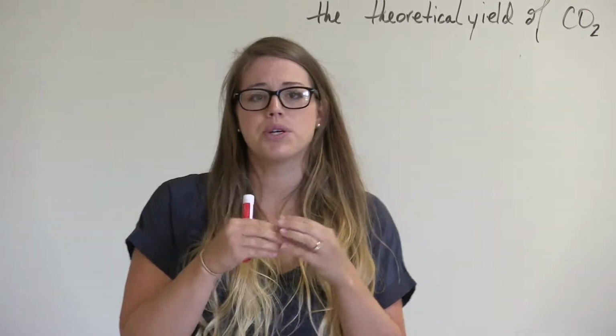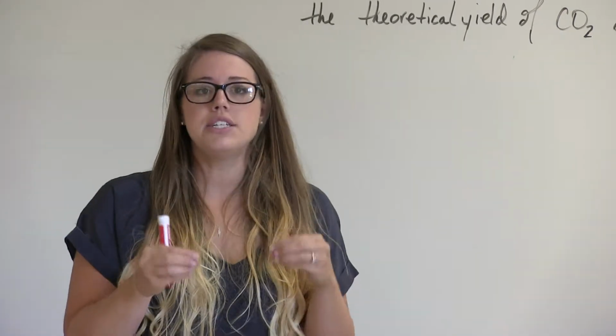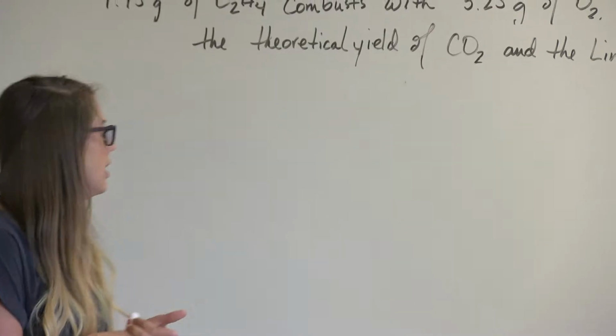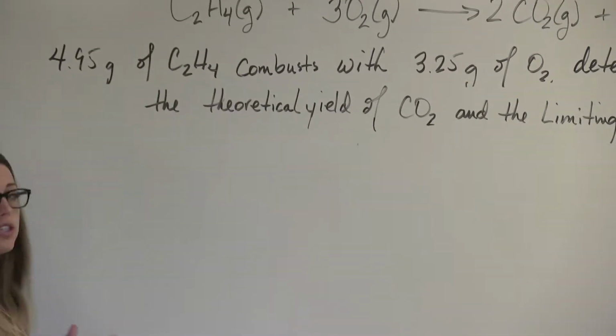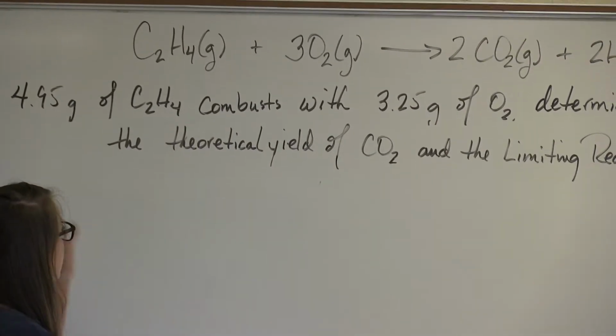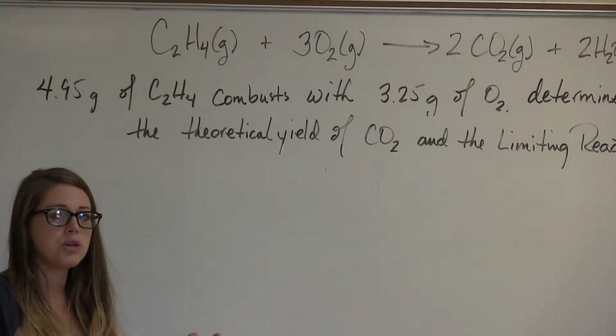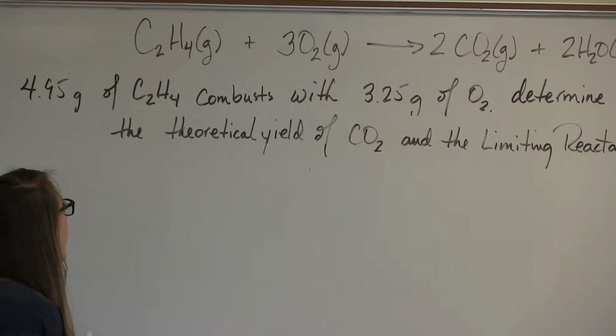So what we're going to do now is look at a problem where we need to determine what the limiting reactant is. So we've got to do a couple of comparisons. Here we've got a combustion reaction with ethylene. We're taking ethylene, reacting it with oxygen, forming carbon dioxide and water, and it is balanced. Remember, in stoichiometry, we always have to have balanced chemical reactions.